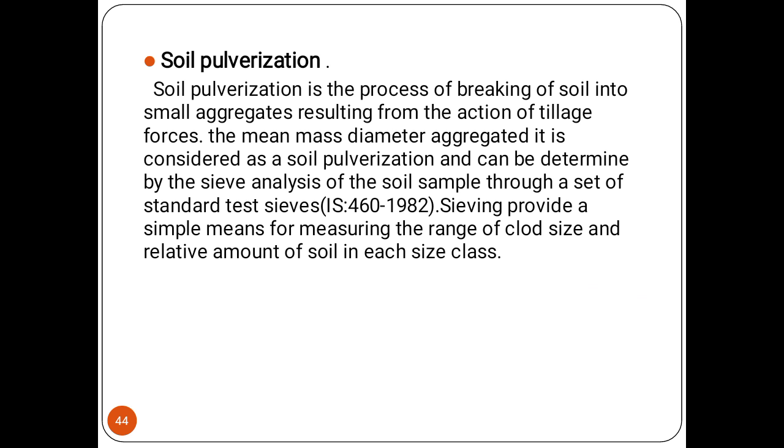Now, soil pulverization is the process of breaking up the soil into small aggregates resulting from the action of tillage forces, and the mean mass diameter of the aggregate is considered as the soil pulverization and can be determined by sieve analysis of the soil sample through a set of standard test sieves. Sieving provides a simple means for measuring the range of clod size and the relative amount of soil in each size class.